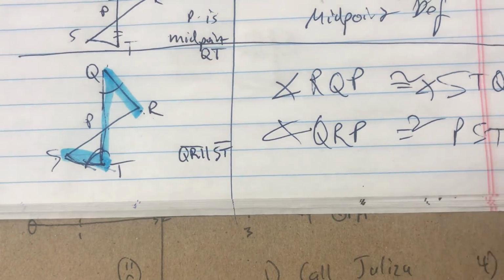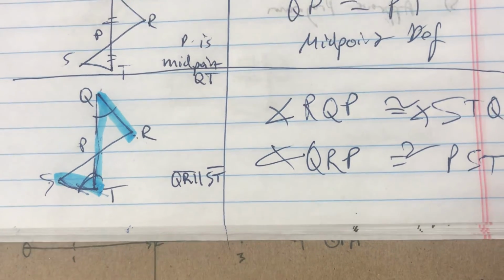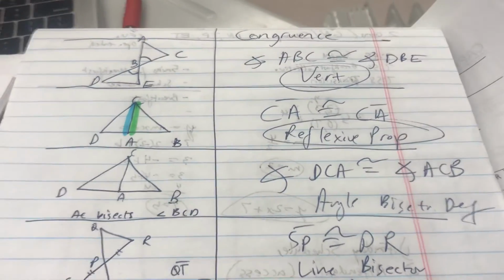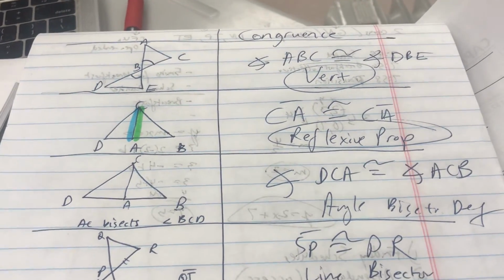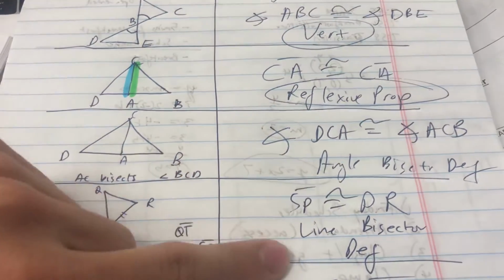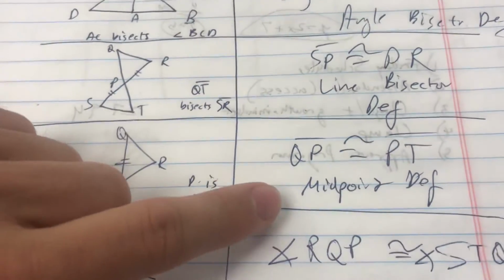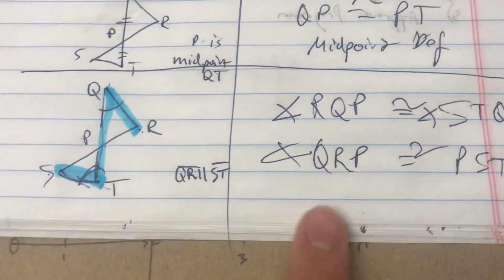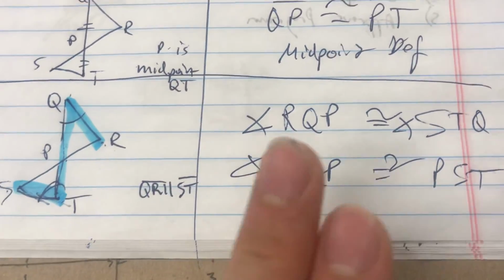Okay? So that's that for what we need to know. But if you look at this entire thing that we have to know, every single thing that we know are congruent for a reason, right? Vertical angles, reflexive property, angle bisector definition, line bisector definition, midpoint definition, and parallel lines. And the justification here is that two parallel lines create the special angles.